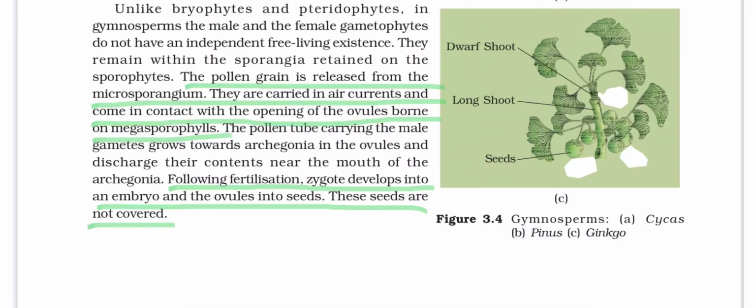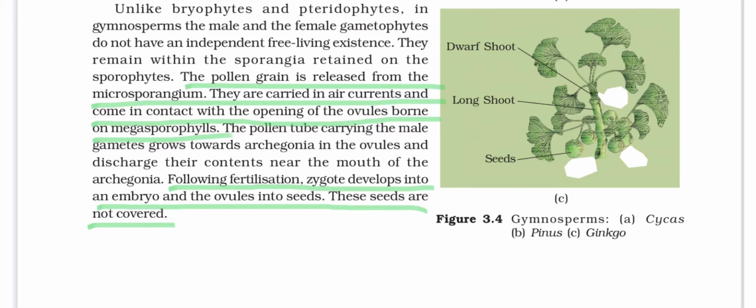So students, earlier in bryophytes and pteridophytes, we have seen alternation of generation. Let us revise again. In bryophytes, the gametophytic phase was the main phase and the sporophytic phase was subsidiary. But in pteridophytes, the gametophytic phase was subsidiary and the main phase was the sporophytic phase, that means the spore producing phase.